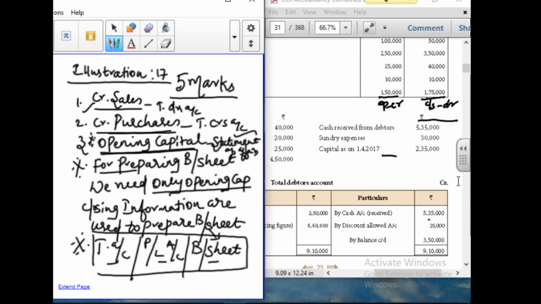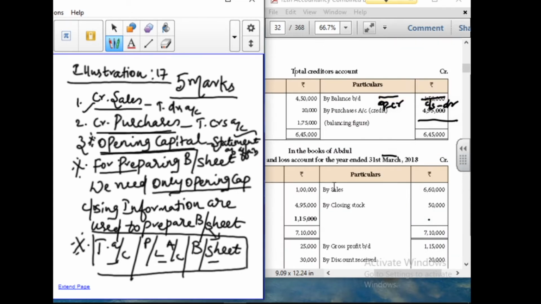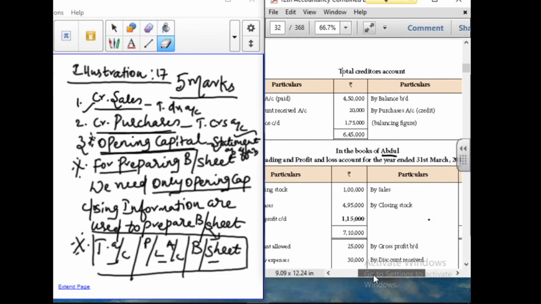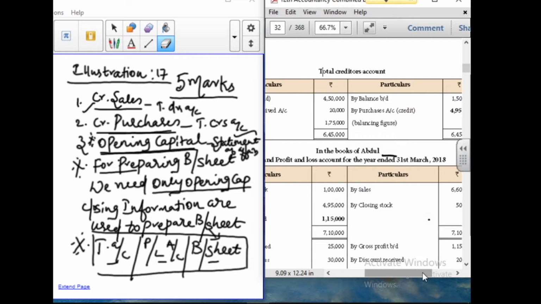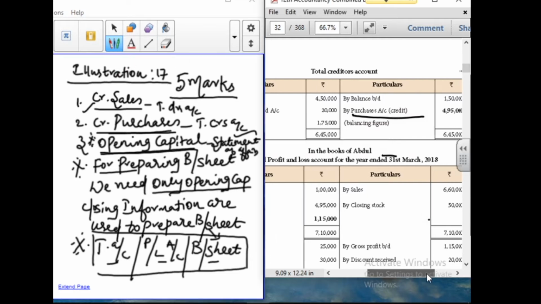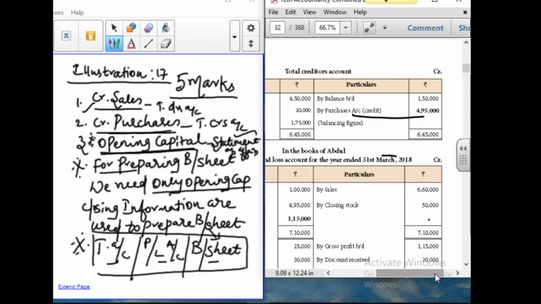Now we are going to see the total creditors account. See here, opening balance is given, closing balance is given, and for other information, look to the debit side; more information should be on the debit side only for creditors. Cash paid 4,50,000, discount received 20,000. So your balance under the credit side will be your balancing figure, that is 4,95,000.